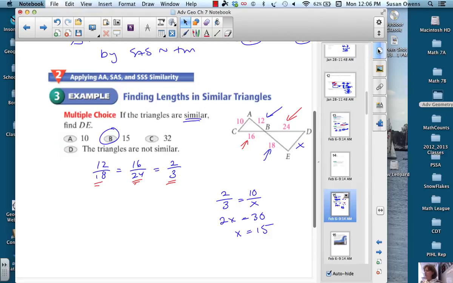Okay. So notice what I did. I first figured out in which way the triangles were similar using the given sides. And then I reduced the ratio, and then I used that to find the third side.